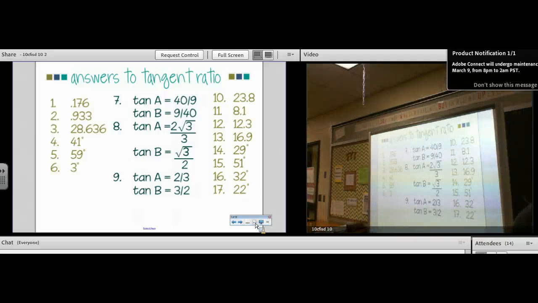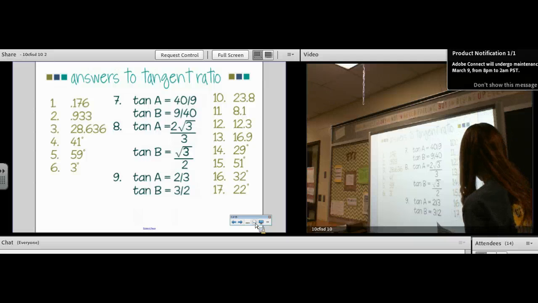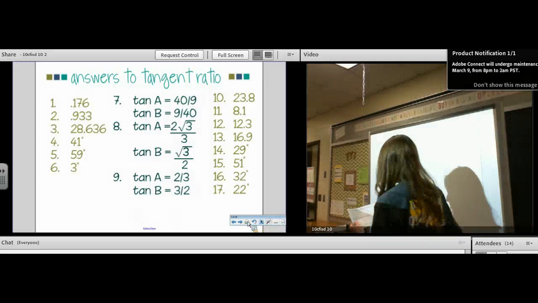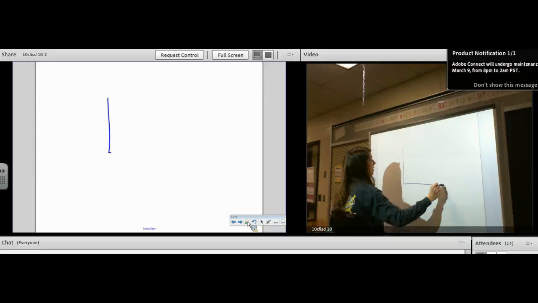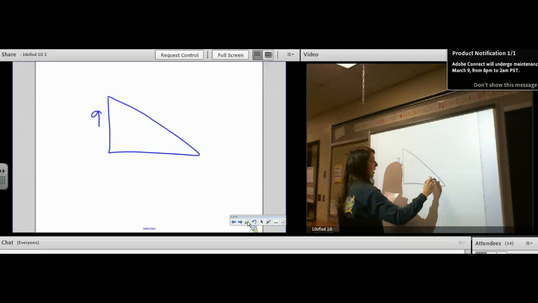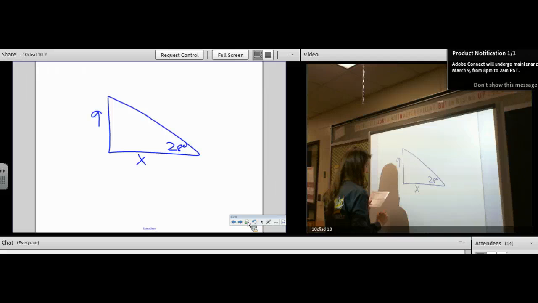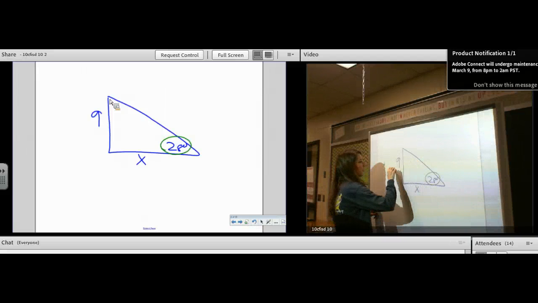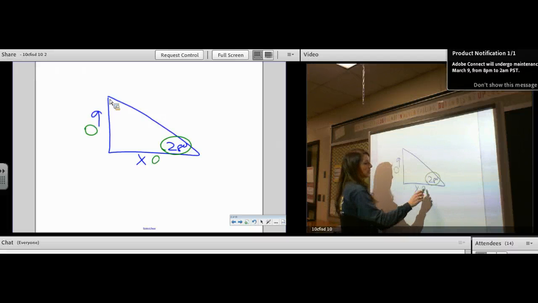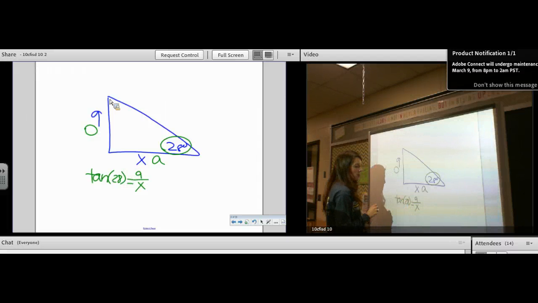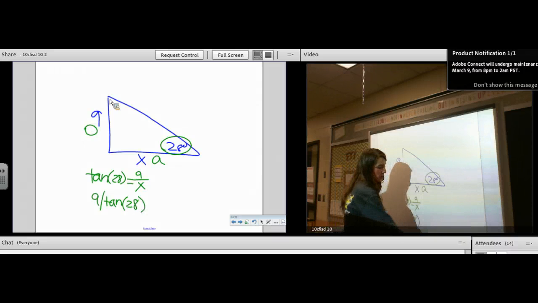So, looking at number 13, we've got a right triangle, we've got 9, we've got 28 degrees, and we've got x. And so we know that here's our angle. This one's opposite, and this one's adjacent. So we would say tan of 28 equals opposite over adjacent. And then x is in the denominator, so we're going to divide. Denominator divide. 9 divided by tan 28.